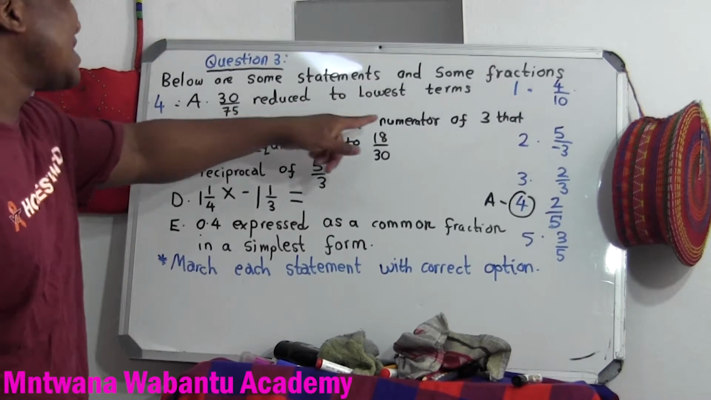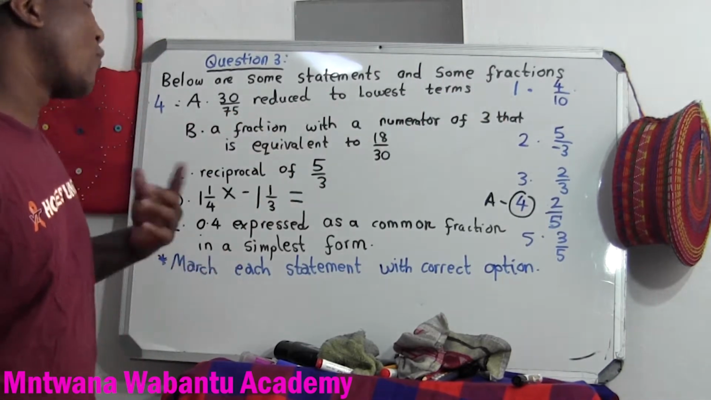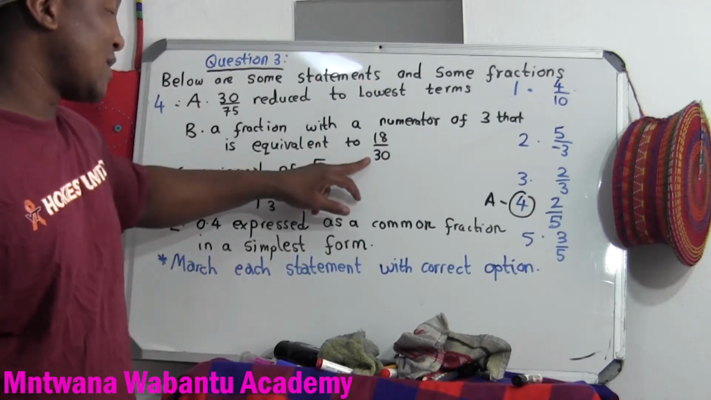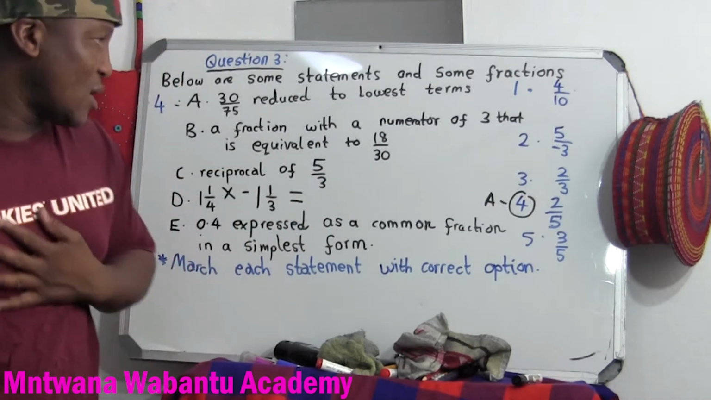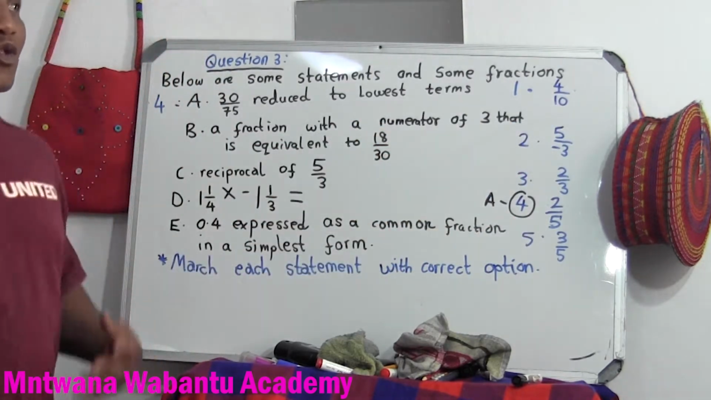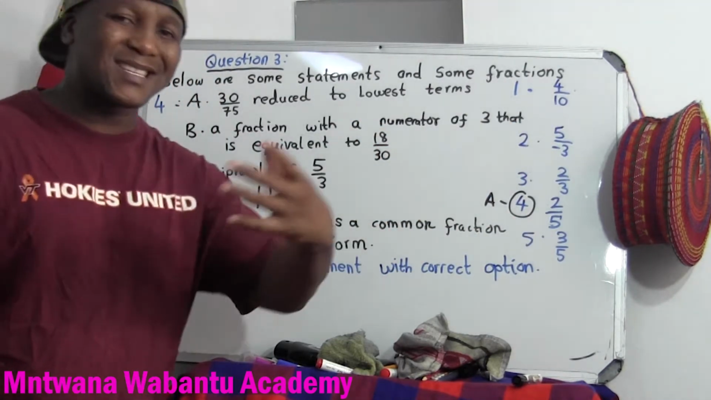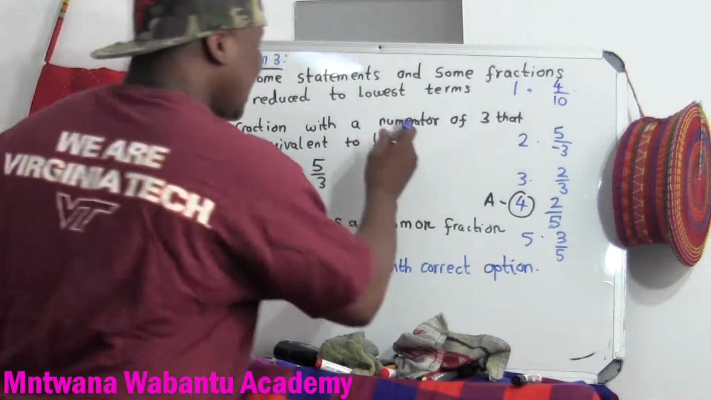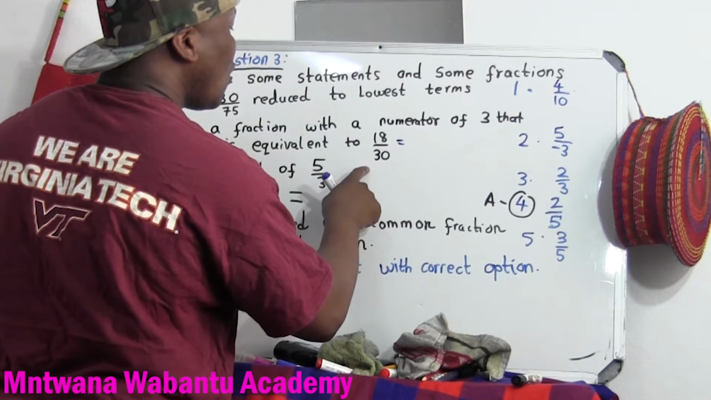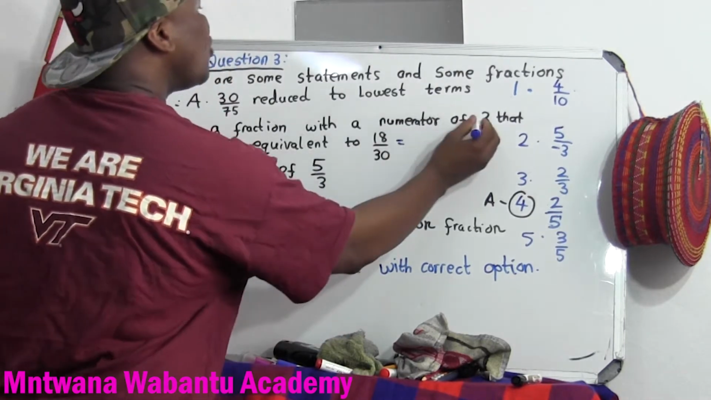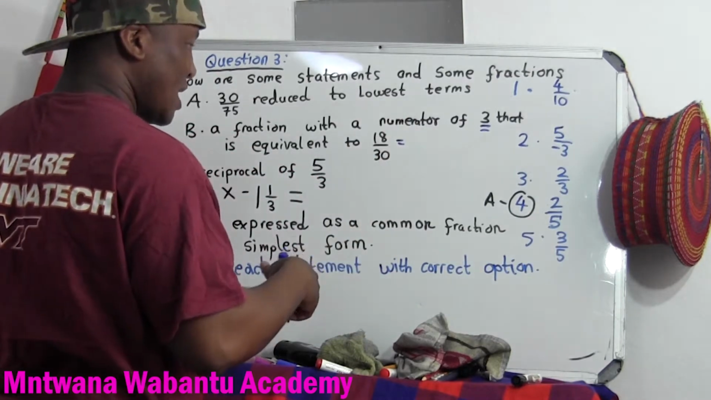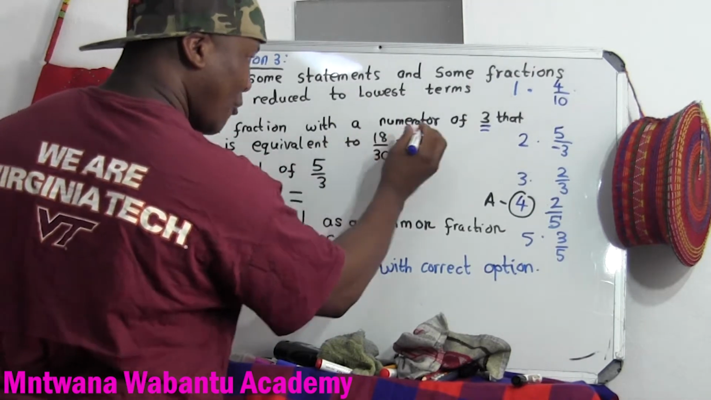A fraction with a numerator of 3, equivalent to this 18 over 30. So me personally, you know what I'm going to do? I'm not going to just look at which one. So take this and simplify. In other words, this question is more about how you can simplify. So now I'm going to say 18 over 30. I have to look for which number is common for both. They say with the numerator of 3, so we have to simplify in a way that the numerator is going to be 3. If I divide by 6 here, I'm going to get 3.